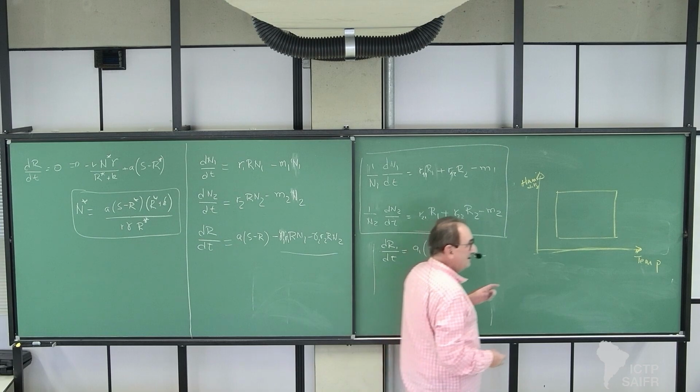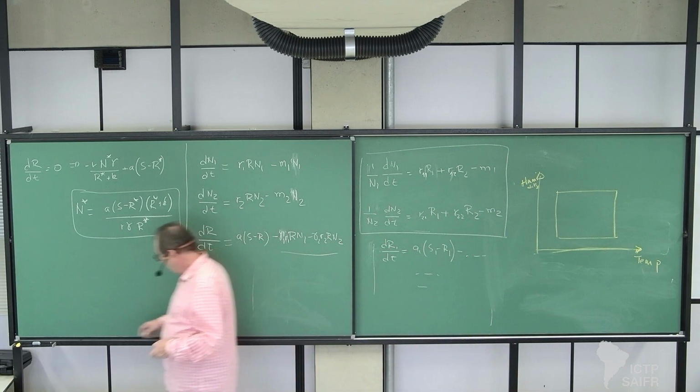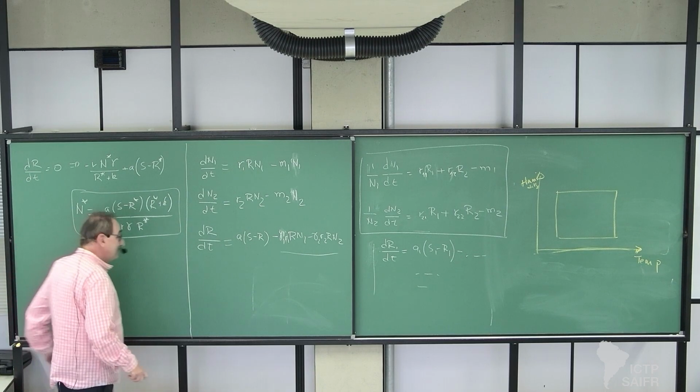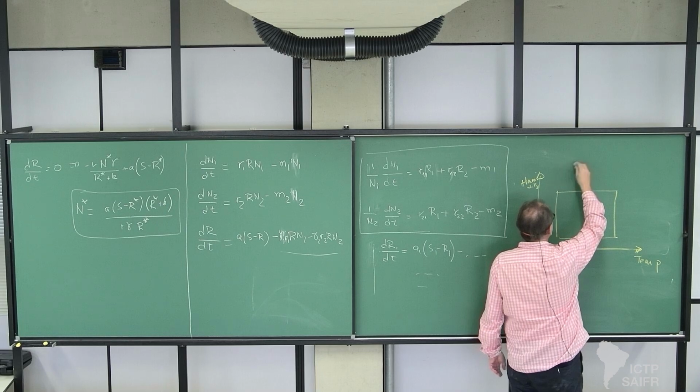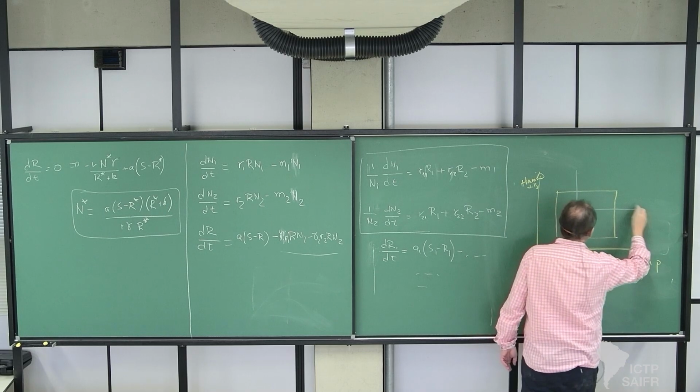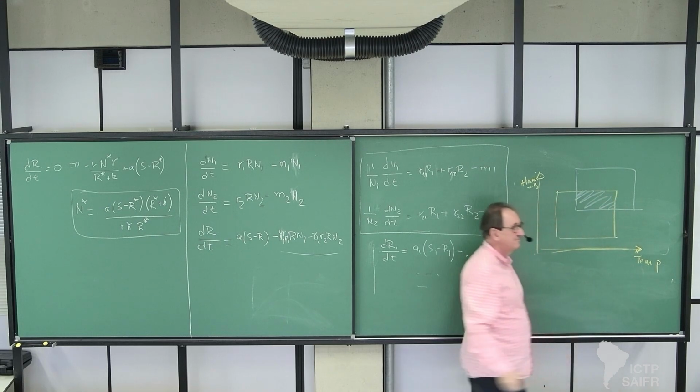But there are other species, right? And maybe there's another species which also has a niche here, which overlaps here. Okay.